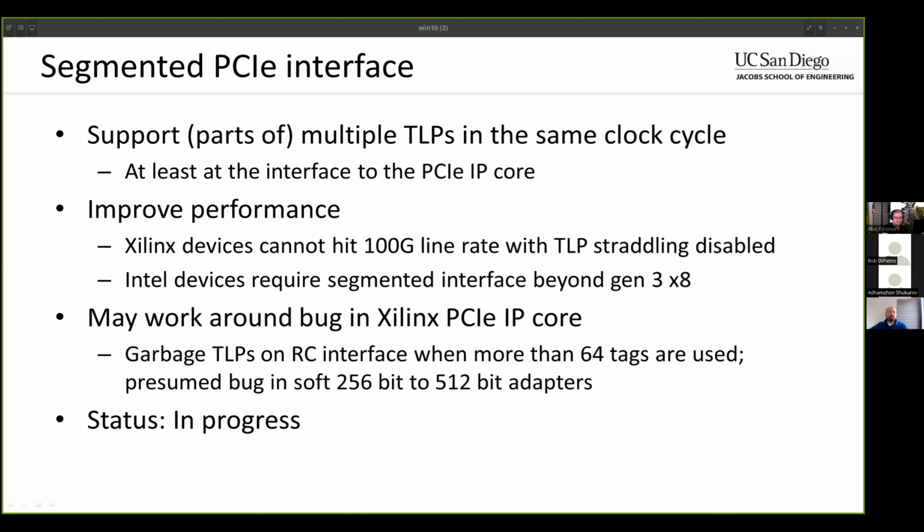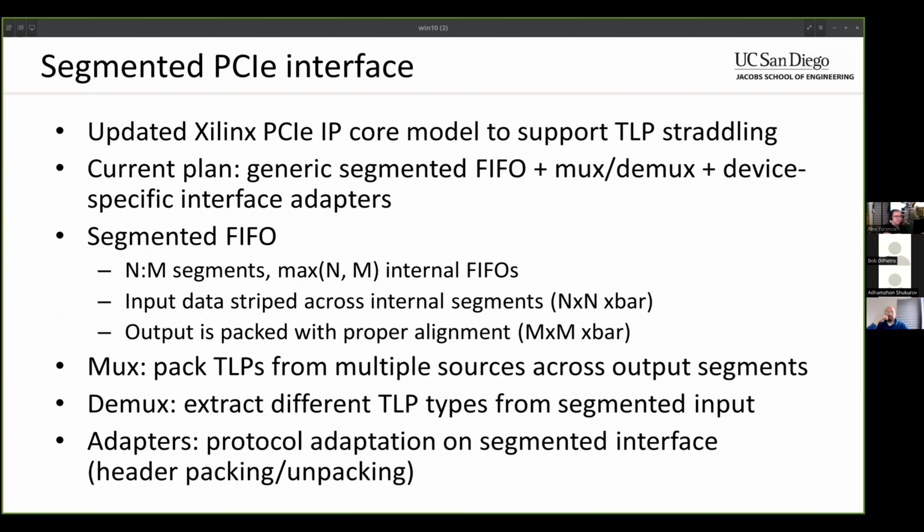All right, so the status on this is it's in progress. I am starting to get my head wrapped around what needs to be done. So this is the plan for right now. I've gone ahead and updated the Xilinx PCIe IP core model to support TLP straddling. That was another update that I pushed to the PCI Express model. And the current plan is to implement a generic segmented FIFO, a segmented MUX and demux module, and then improve the device-specific interface adapters to work with the segmented interface.